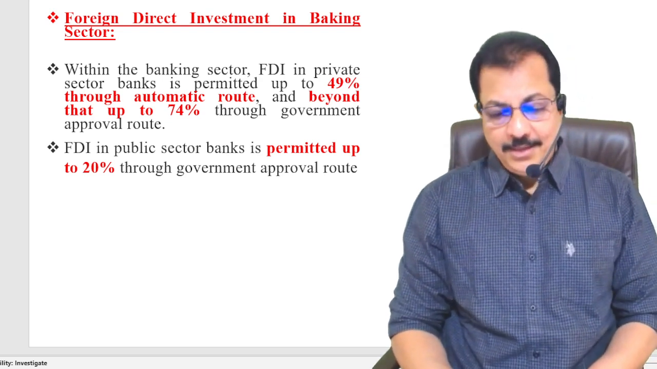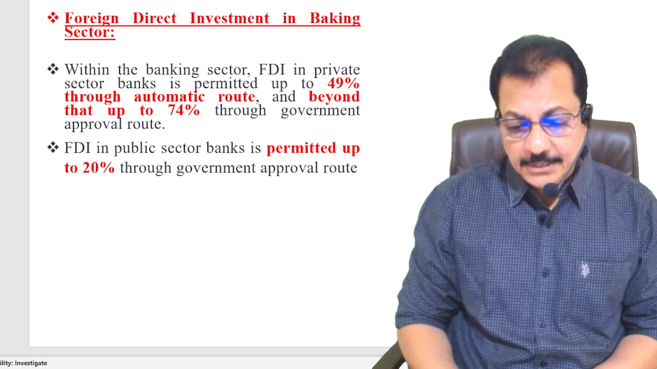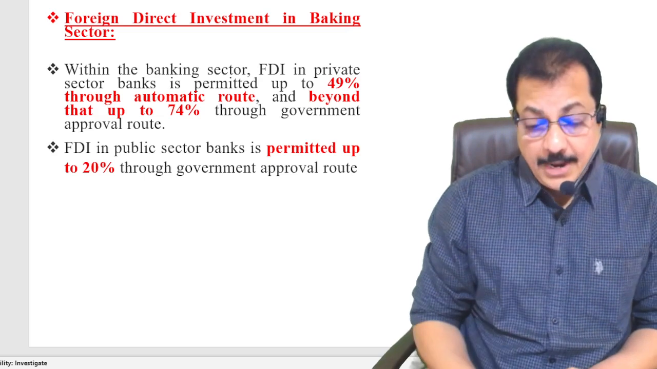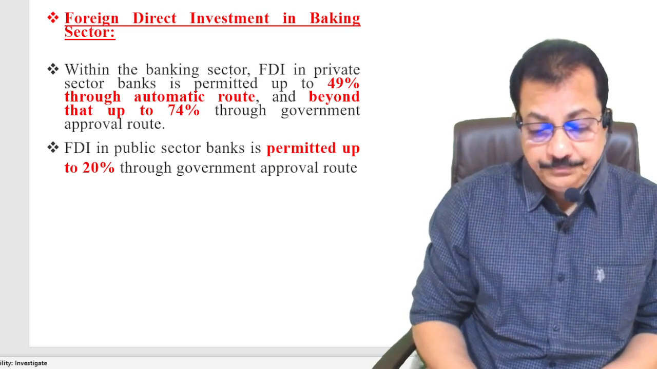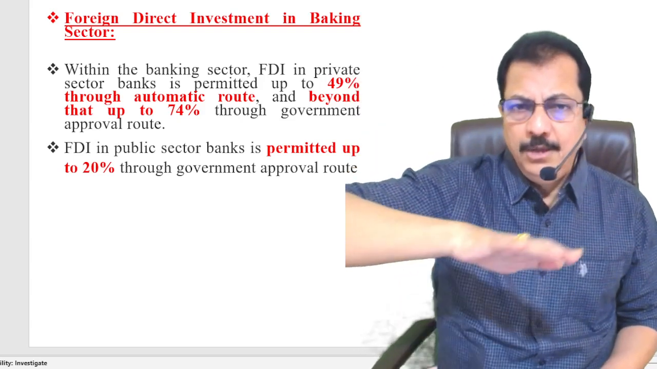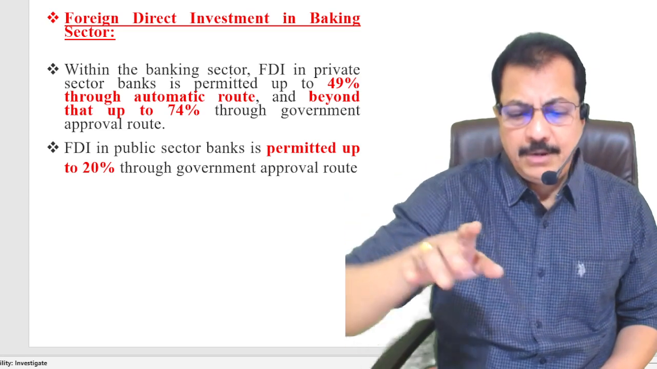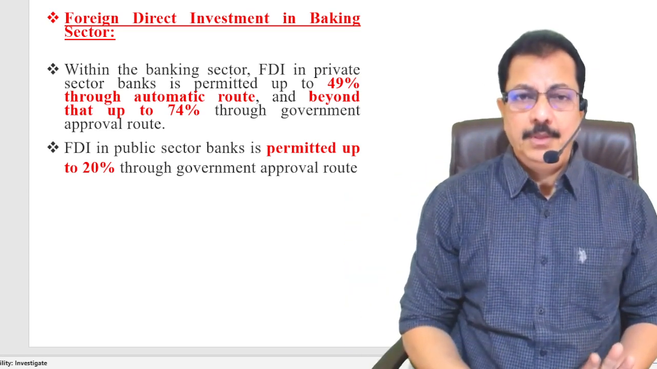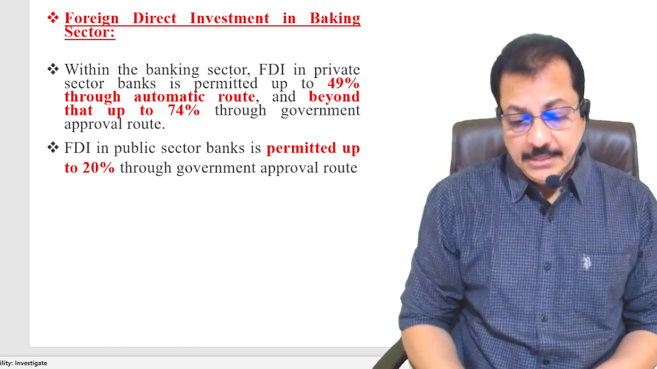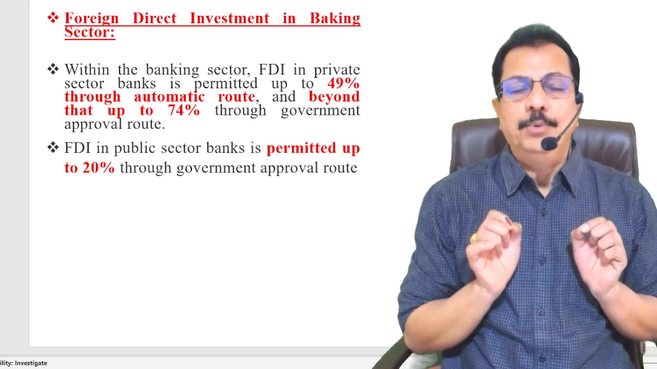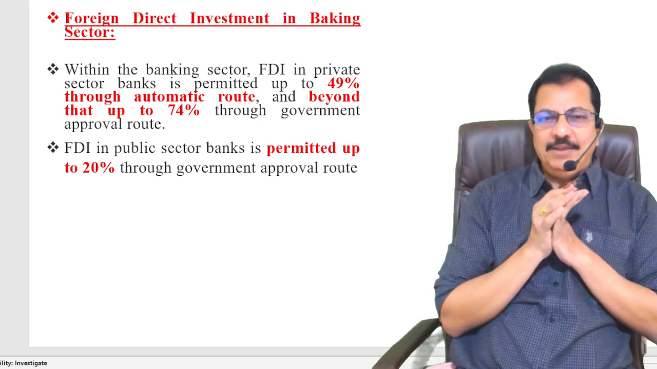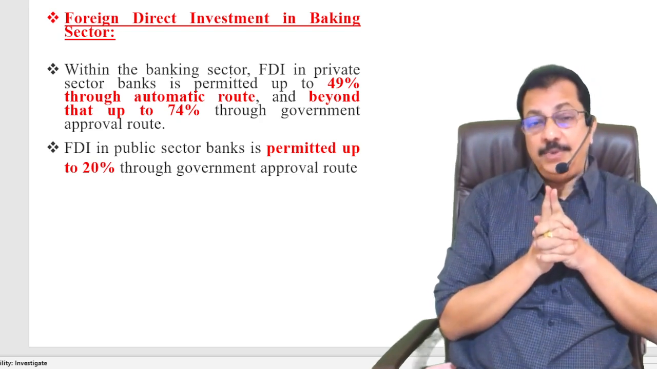Is that okay? Right? Up to 49% FDI is permitted, and that is the automatic route. Meaning if you are bringing in up to 49% of the FDI, there is no prior requirement of the government, and it is called the automatic route. But if you are going beyond 49% and up to 74%, that must be through the government approval route only. Very, very important. Hope I am clear, my dear friends. Is that clear? Write down the points very clearly.